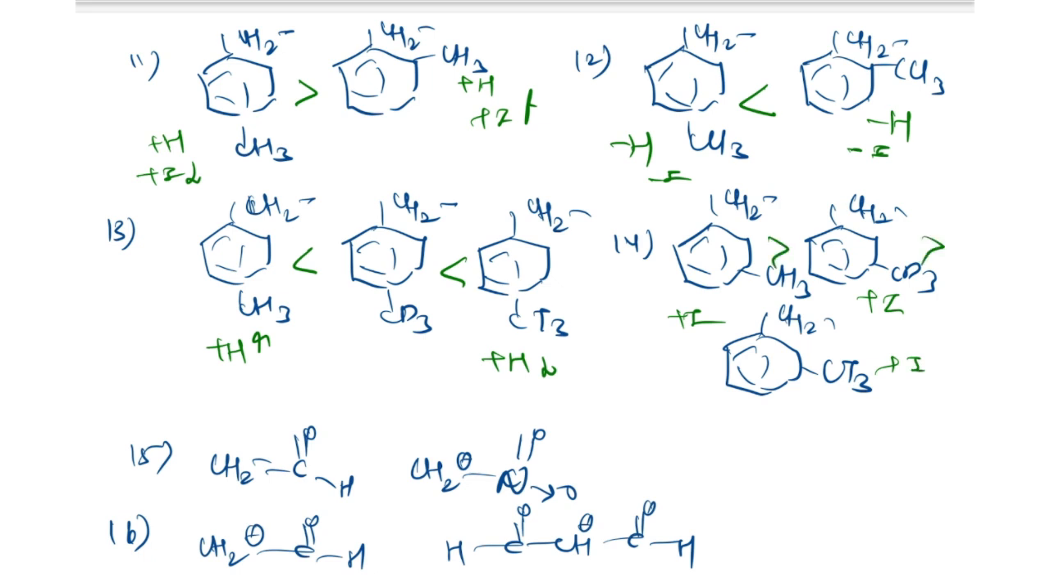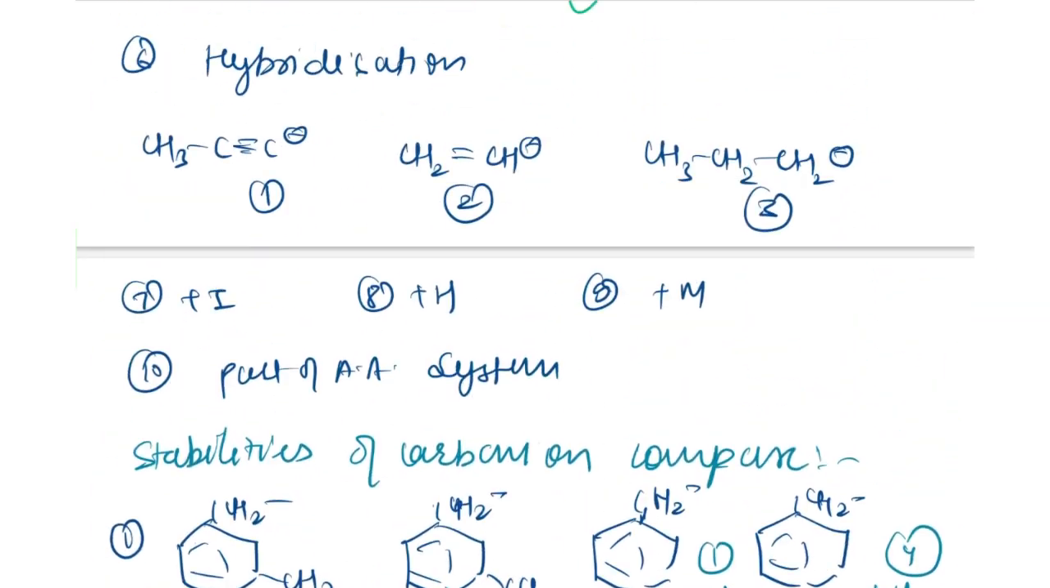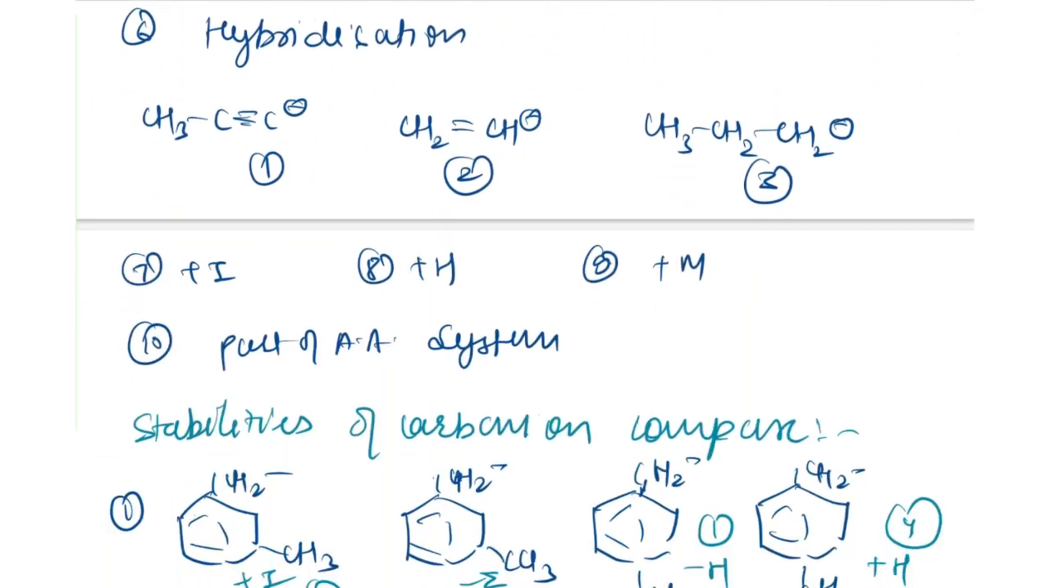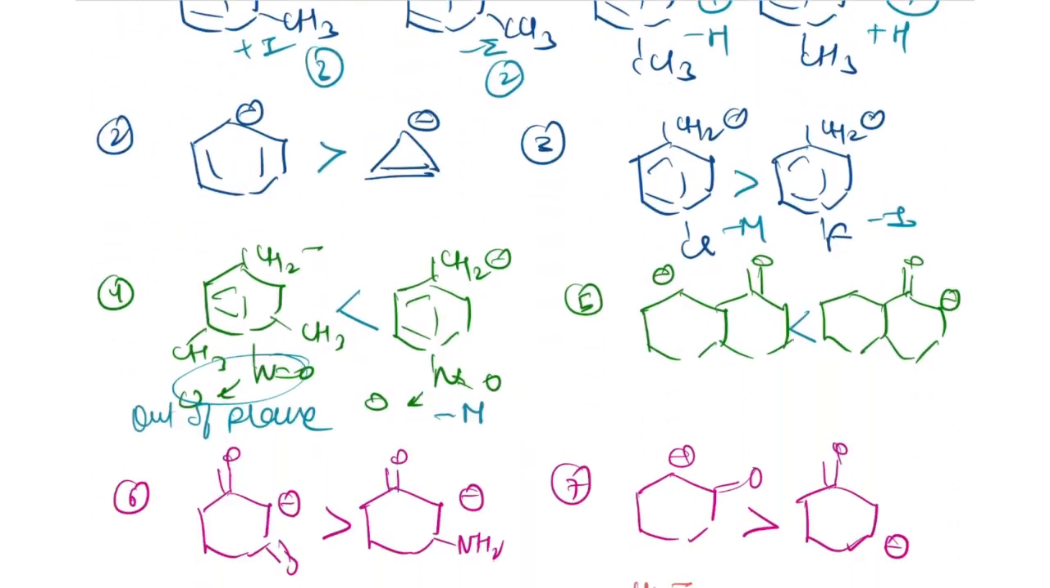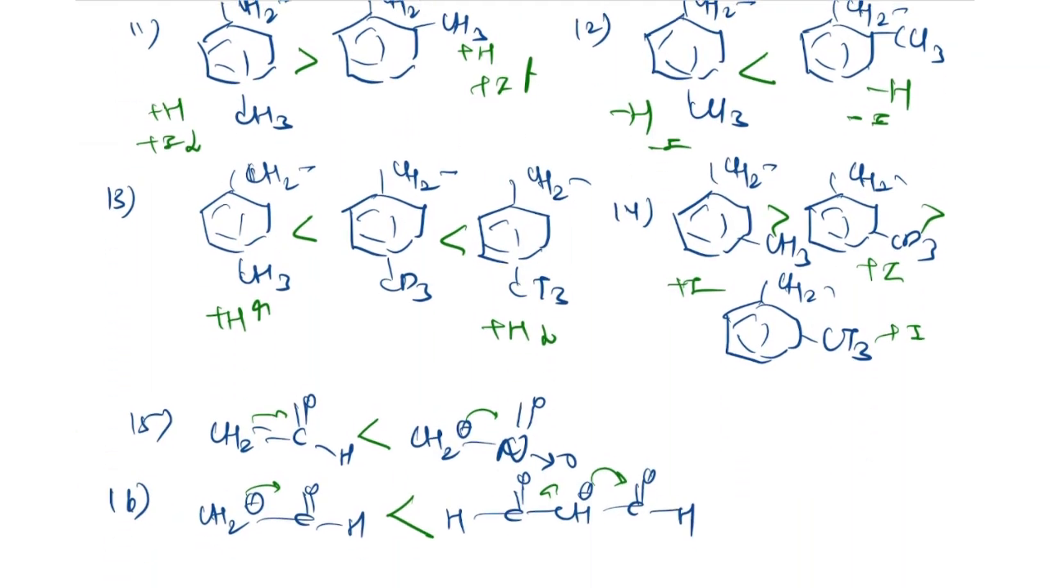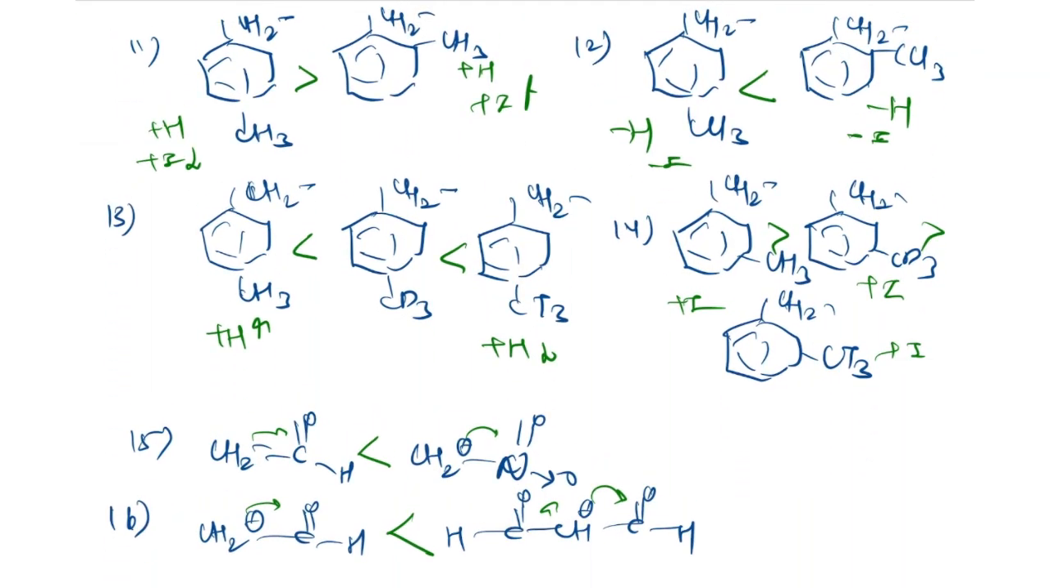Now the 15th question. NO2 has more minus I compared to COH because nitrogen has more pulling power. And in that case we have two times resonance versus single resonance. So this will be the more stable. That's how we compare the stability of carbanions. Again, for carbanion stability, these factors are important. These 10 systems are very important while considering problems on the stability of carbanions.